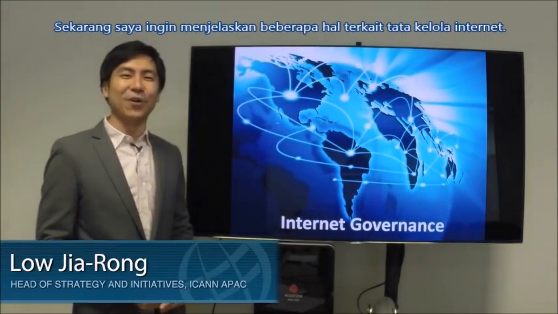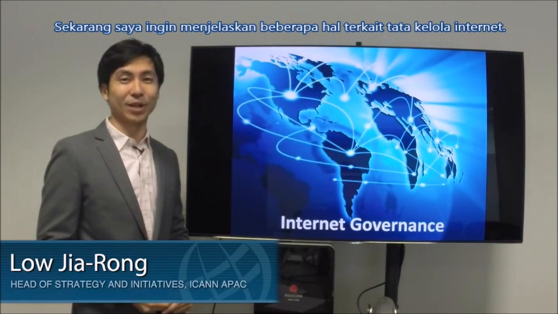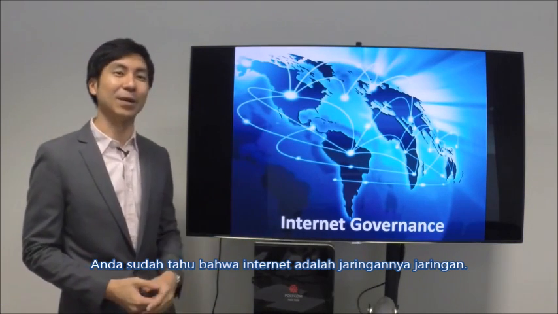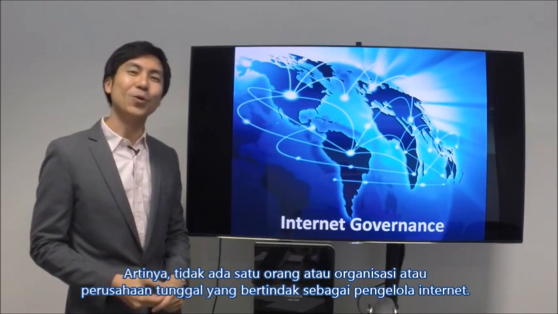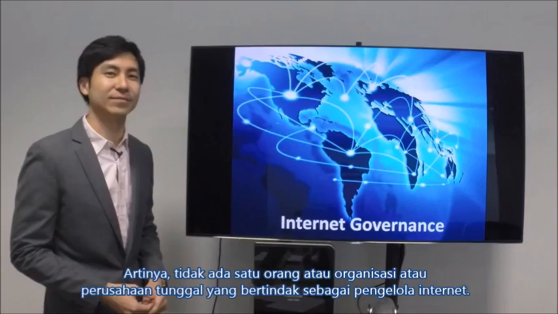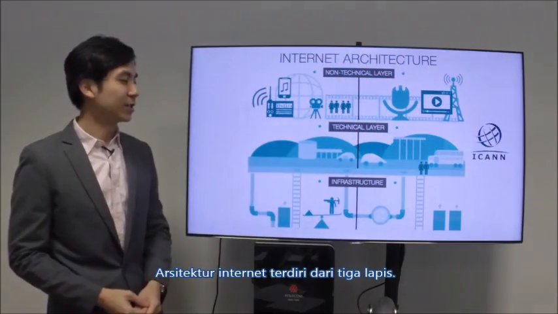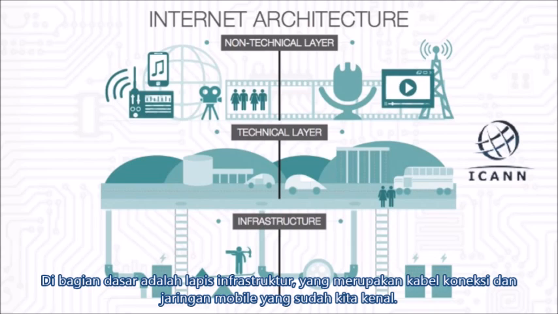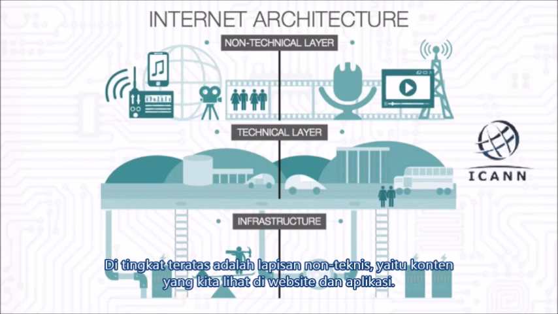Now, I would like to share with you a few thoughts on the topic of internet governance. As you may know, the internet is a network of networks. So no one person, organization, or company runs the internet. The internet architecture consists of 3 layers. At the bottom is the infrastructure layer, which is the connection cables and mobile networks that we are familiar with. At the topmost is the non-technical layer, which is the content we see on our websites and applications.